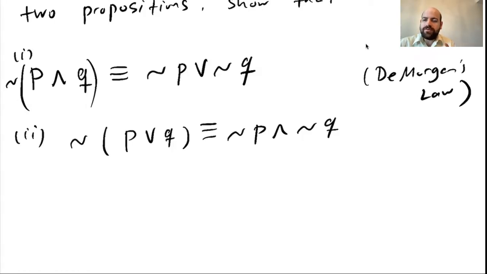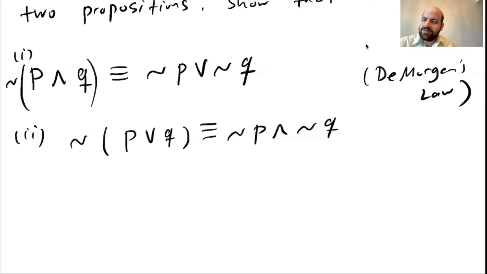I'm sure you have heard about De Morgan's law, at least in set theory. The complement of A intersection B is A complement union B complement, and the complement of A union B is A complement intersection B complement. So it's very similar to that, but instead of complements, we have negations, and instead of union and intersection, we have disjunction and conjunction. But the idea is very similar. So as an exercise, try to prove these two statements.